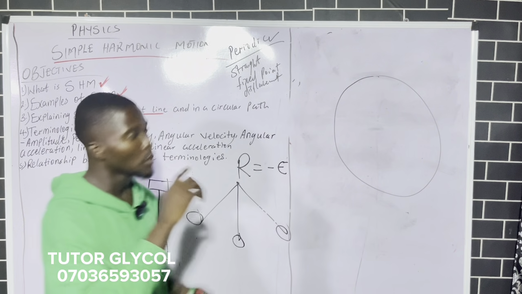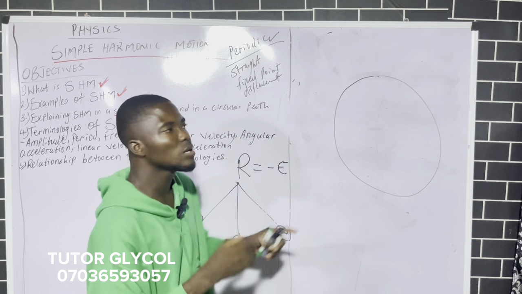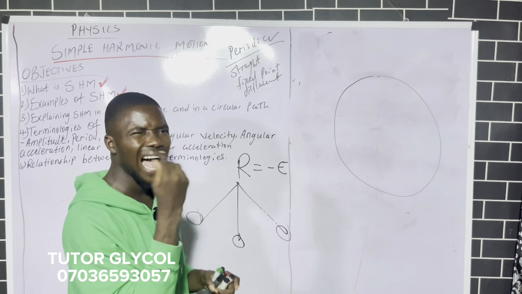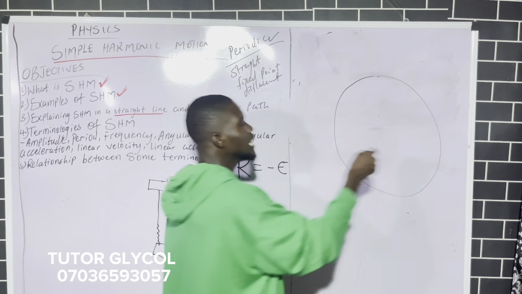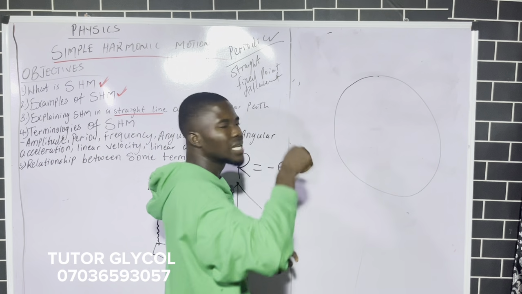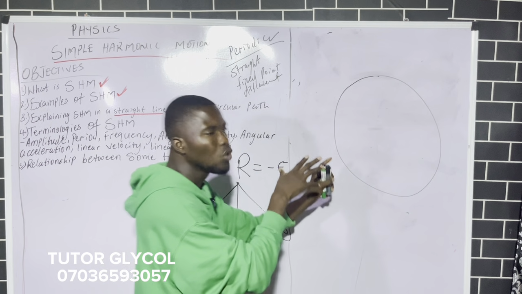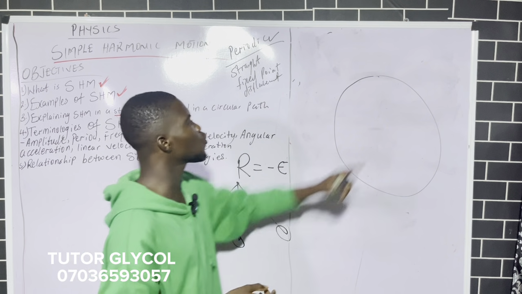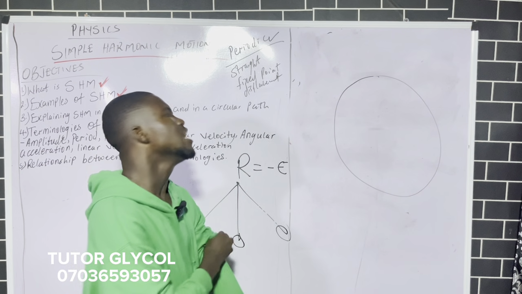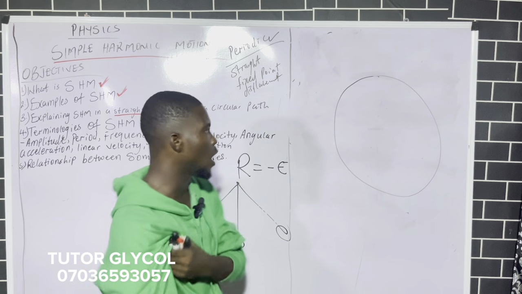Calm down. Anytime we're dealing with simple harmonic motion in a circular path, our attention is not actually in the circle. There is something more to what we look at, because if you look at a textbook, they will put a circle, and some students will be confused. Calm down, I will explain to you.